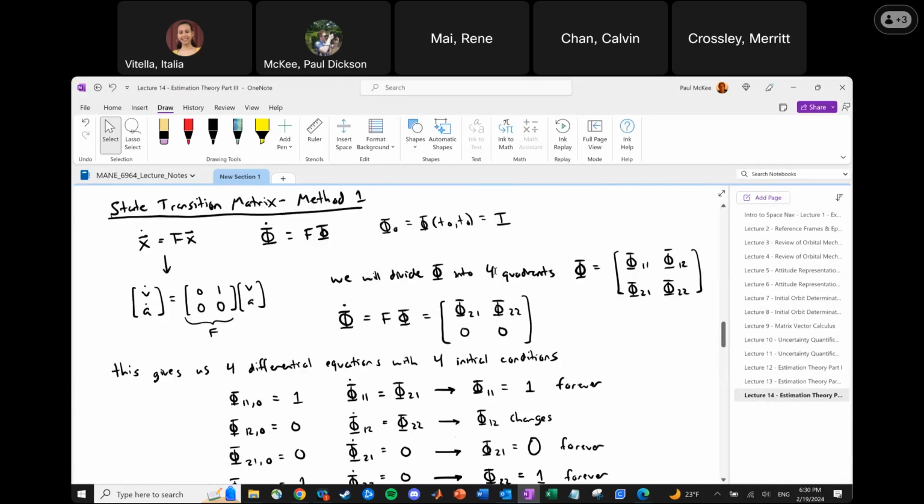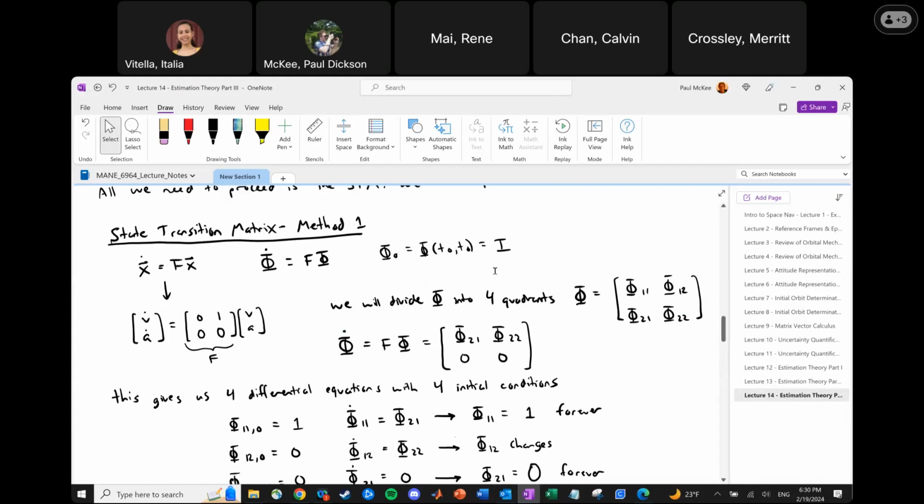For the first method, we're leveraging two bits of information. The first is that phi follows the same differential equation as the state x. So x dot is equal to f of x, or maybe you might have seen it as A x in something like ModCon, just a different letter. Then phi dot is equal to f phi. So the same dynamics that describe how x changes over time describe how phi changes over time.